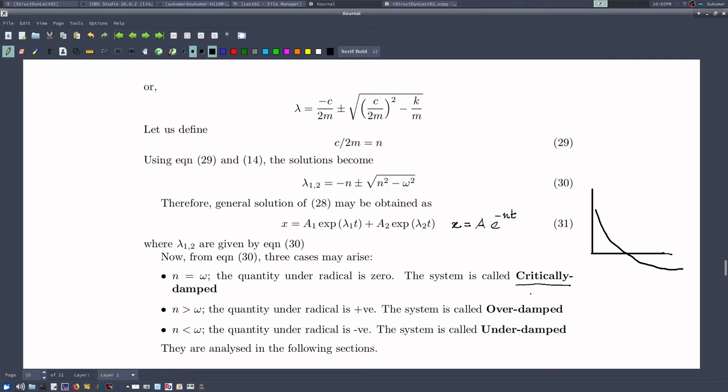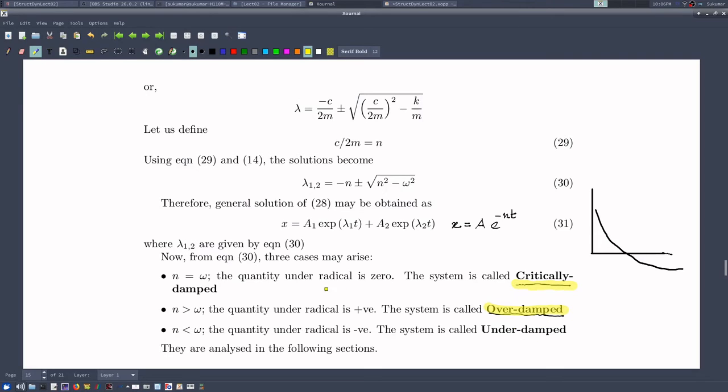Critically damped system. On the other hand, if this term is positive, that means n is greater than omega, then I will have two different roots, of course, and they are real roots, and in that case the system is called an overdamped system. Overdamped system. All right, the system is overdamped.